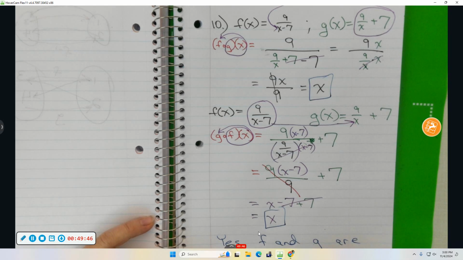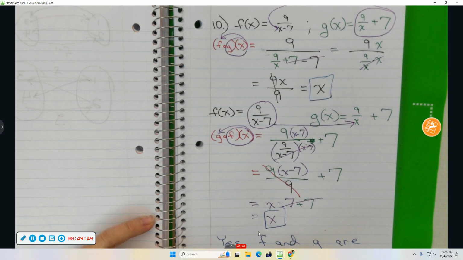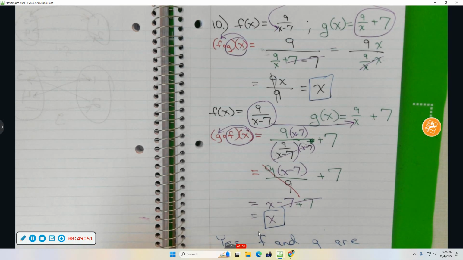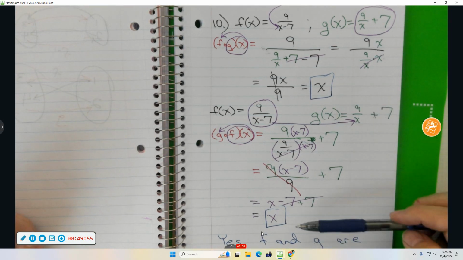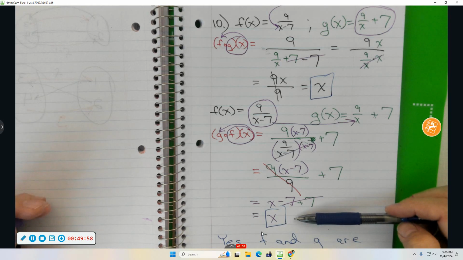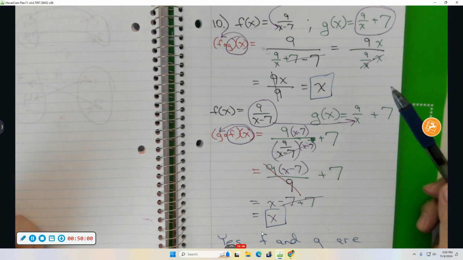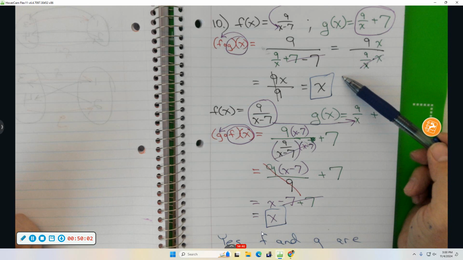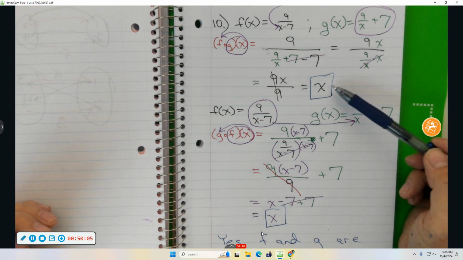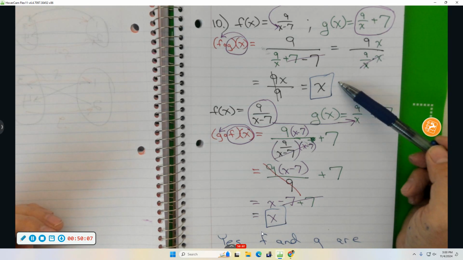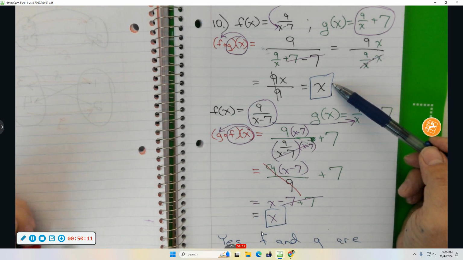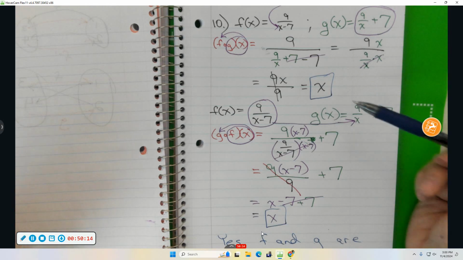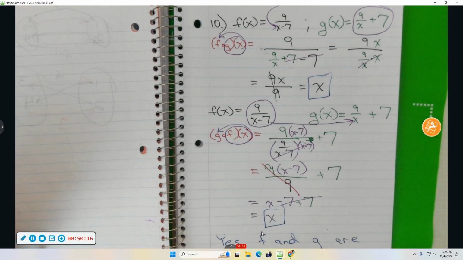If someone gives you two arbitrary functions and asks you, are they inverses? You can find their compositions. If everything except for x cancels out in both directions, then great, they're inverses. Now, if even one doesn't cancel out, if you're left with anything other than x in f composed with g, the first one, you can stop. You know that they're not inverses. But if they're inverses, their compositions should reduce to x in both directions. Any questions here?